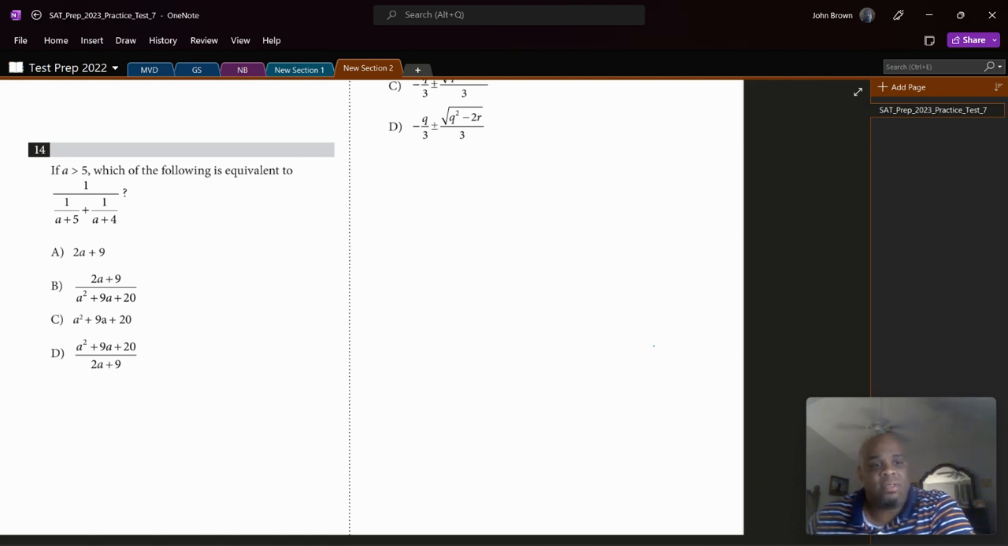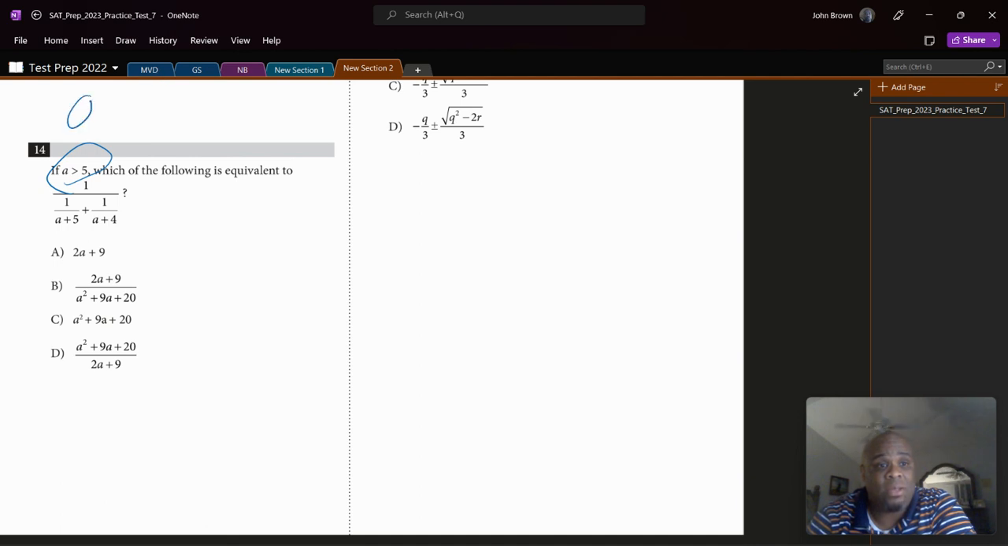And number 14 gives us this kind of scary looking fraction and gives us a parameter, and it says that a is greater than 5. And it asks us which one is equivalent to 1 over 1 over a plus 5 plus 1 over a plus 4. So, I mean, you can do this theoretically, and you can find it using a, but in this situation, if there's a variable and they give me a parameter this wide, I just pick a number, just plug in something.